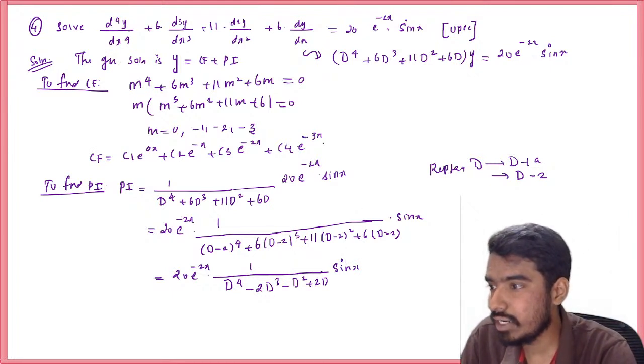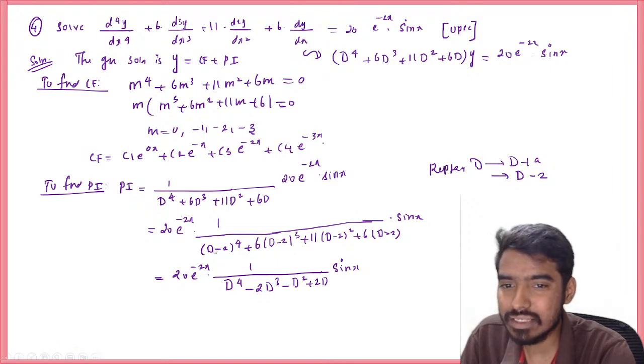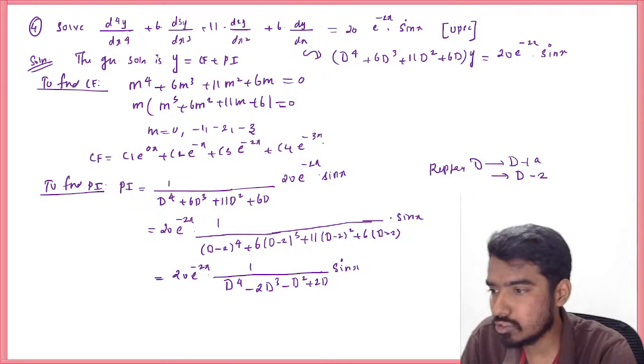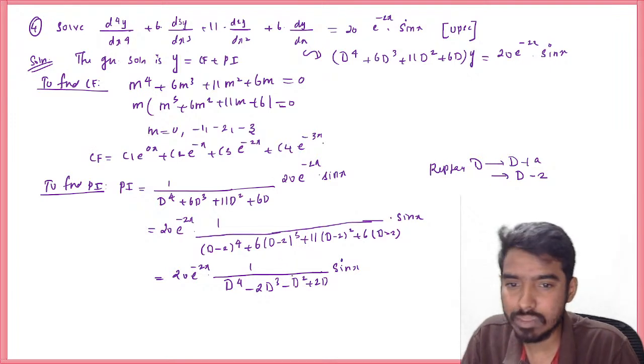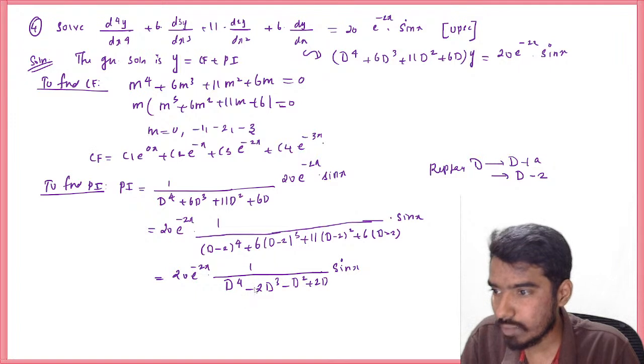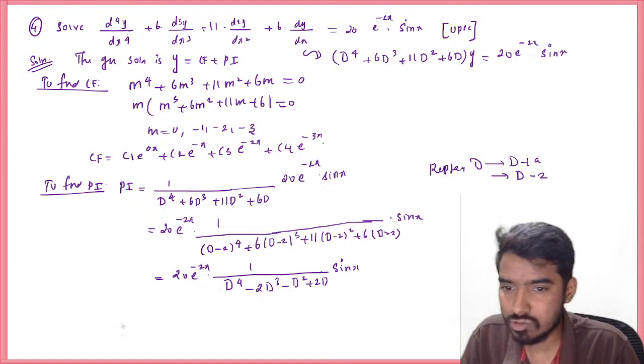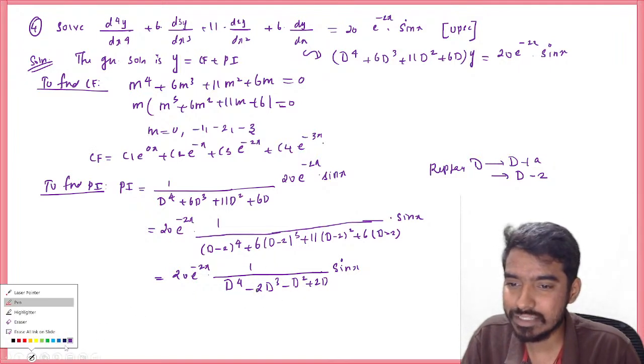So just expand, you write as D minus 2 whole square, D minus 2 whole square. So D minus 2 whole square, you know, right? A minus b whole square formula. You simplify it, you will have D power 4 minus 2D cube minus D square plus 2D. This is what they gave in the textbook. Very easy to simplify, right?